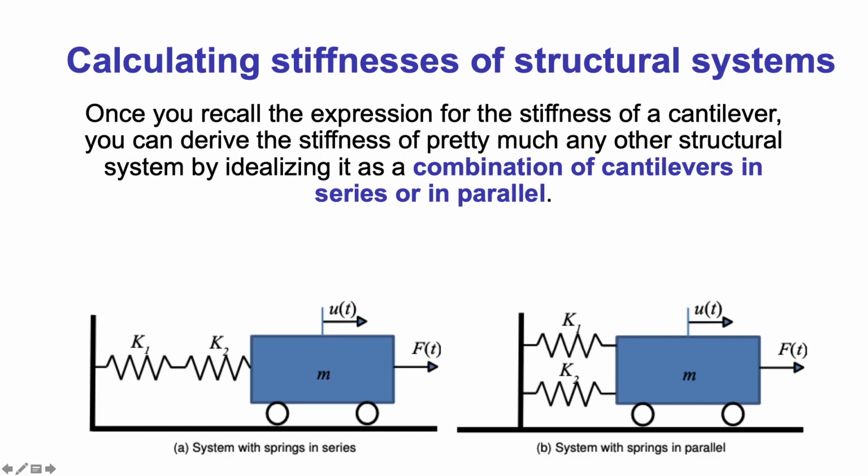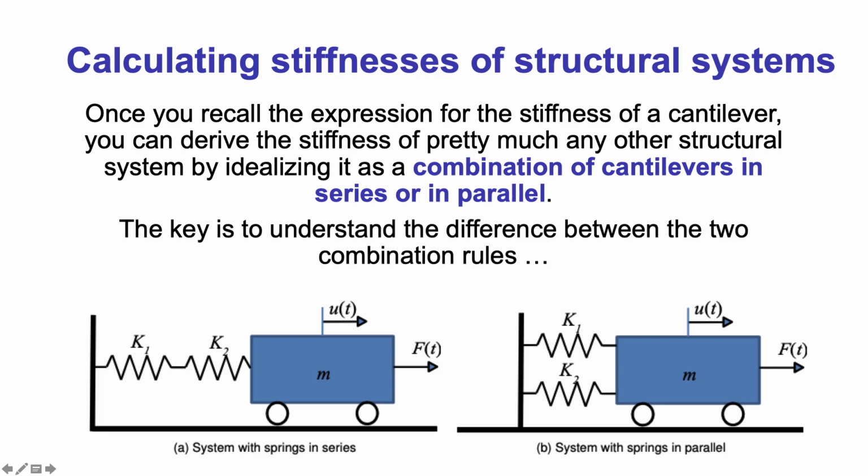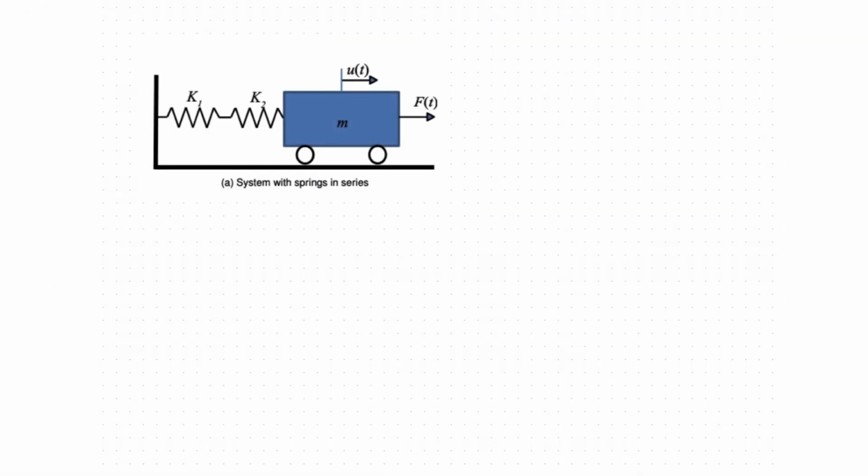Once you recall the expression for the stiffness of a cantilever, you can derive the stiffness of pretty much any other structural system by idealizing it as a combination of cantilevers in series or in parallel. The key is to understand the difference between the two combination rules. In a system in series like the one presented in this figure, the same force will act on springs 1 and 2, and therefore the total force F will be equal to the force in spring 1, F1, as well as to the force in spring 2, F2.